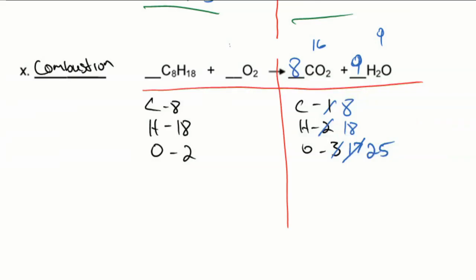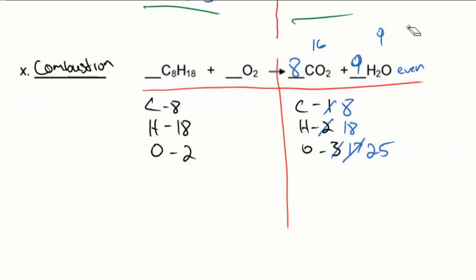And there's no number I can put here to give me 25 oxygens. 25 times 2 is 50. It just simply won't work at this rate. So what I need to do is just double everything. Combustion reactions will almost always work out this way. And why I double everything is to get an even number of oxygens on this water molecule. That's just going to be the trick that makes everything work.